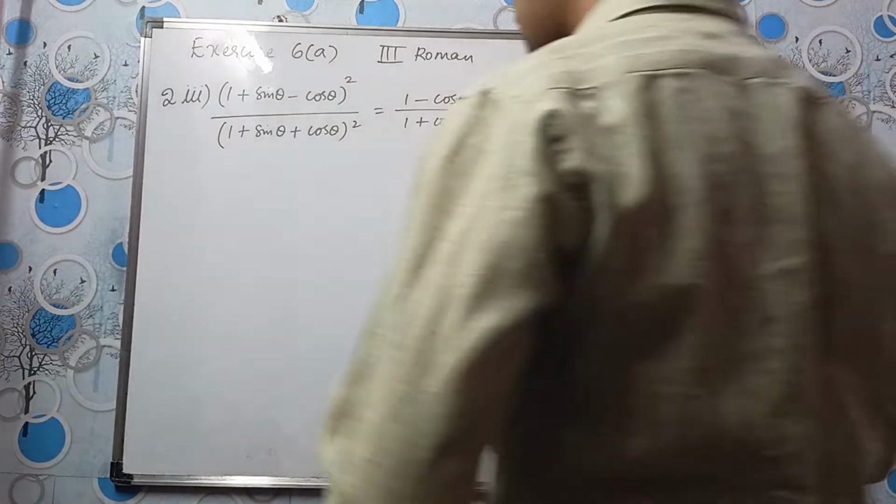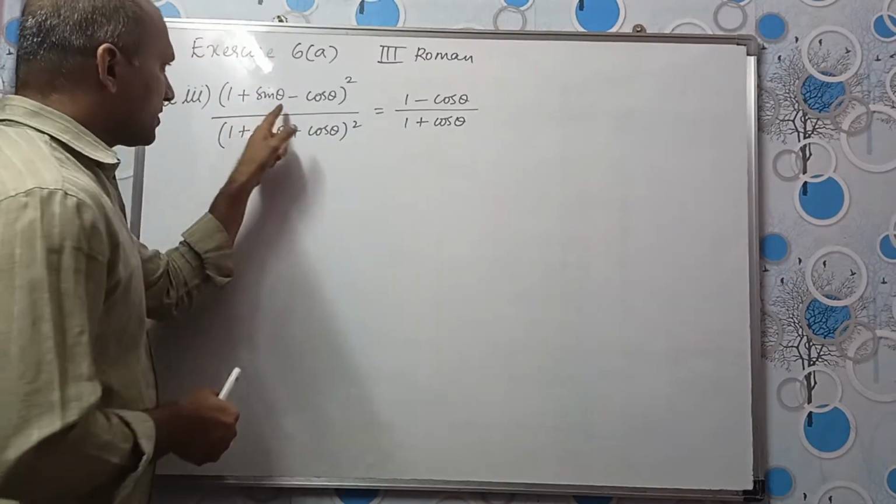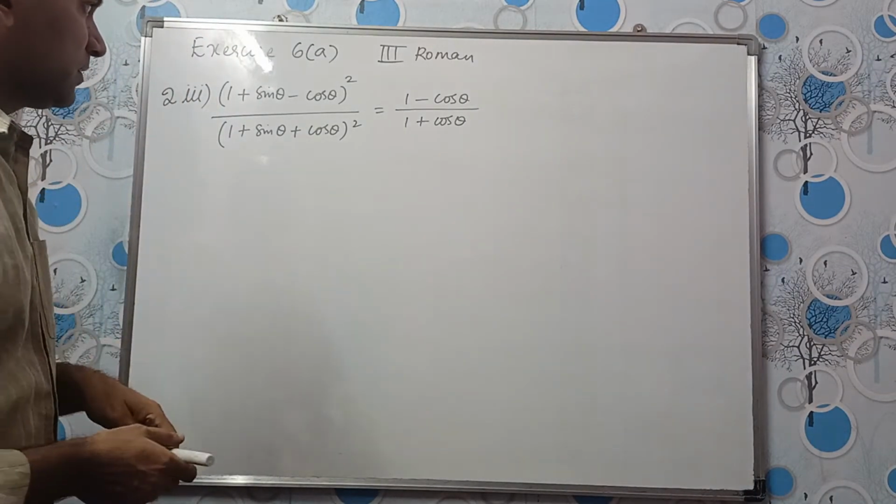Okay. We have an interesting problem here. (1 plus sin minus cos) whole square divided by (1 plus sin plus cos) whole square should be equal to (1 minus cos) by (1 plus cos). We need to prove this.